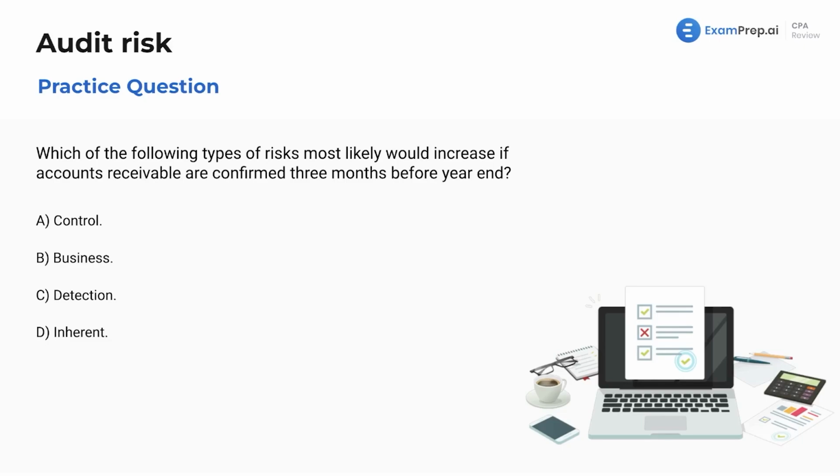Next up here, which of the following types of risks most likely would increase if AR are confirmed 3 months before year end? Interesting question, and this is why we're here, to test things out and talk it through, because this one actually requires a little bit more thought than some other ones. The prior questions we could kind of just memorize. But here, this is a little more application. So I've got a little explanation for you.